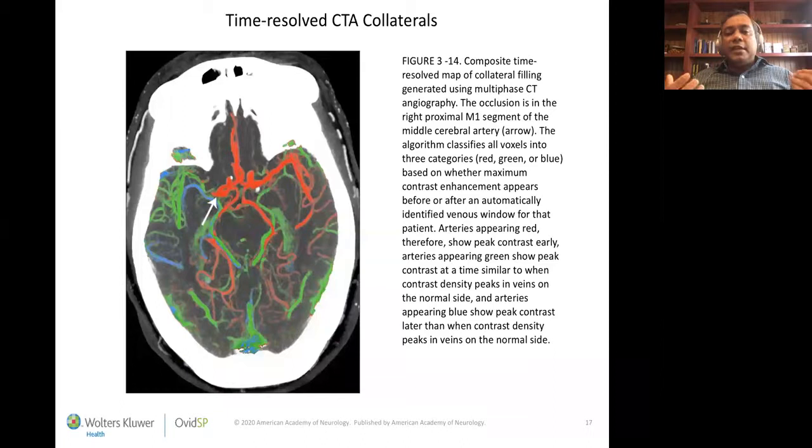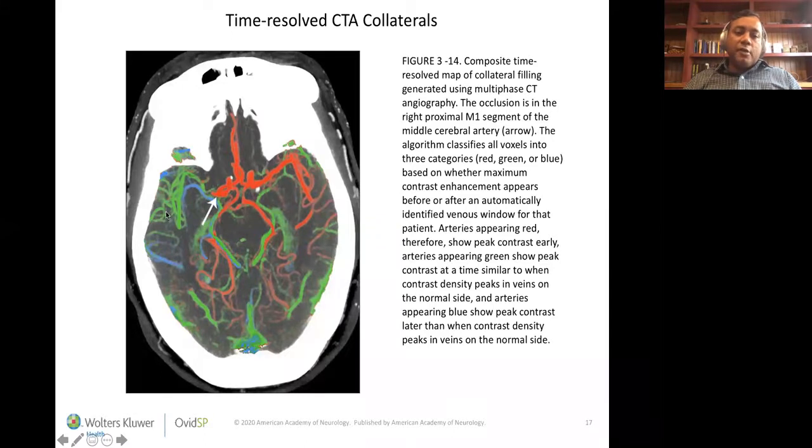And there are some new techniques now where you don't even have to look at the three phases. The computer actually combines all three phases to generate time-resolved CTA collateral maps. So red is fast filling. So this is the abnormal side. You can see that the artery is filling in quite well. Whereas here's the occlusion, the white arrow showing the proximal M1 occlusion. And then these are the collaterals. Now, green is relatively faster filling, blue is slow filling.